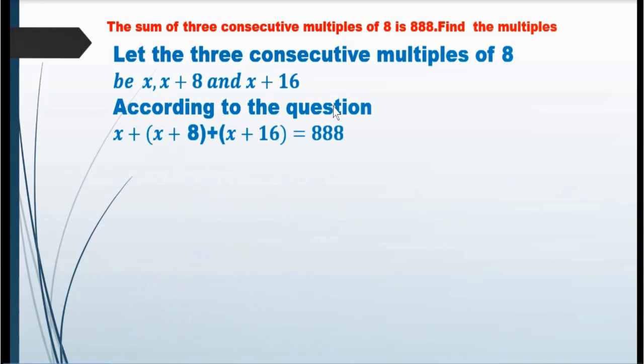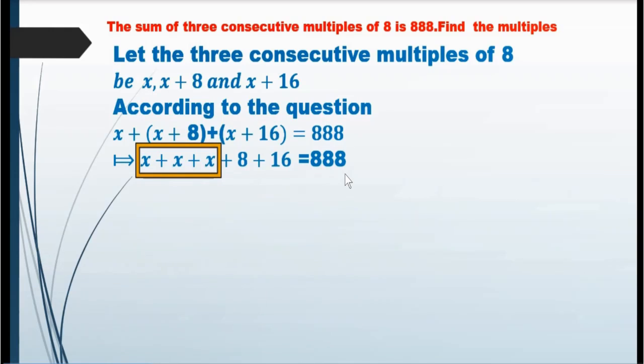Now as the question demands, the sum of these three numbers is going to be 888. So 888 will become the RHS, and in the LHS we are going to add these three numbers. In the next step, we will remove the bracket. On removing the bracket and rearranging the numbers and the variables, make one group of the variables and another group of the numbers, and you get 888 as it is in the RHS.